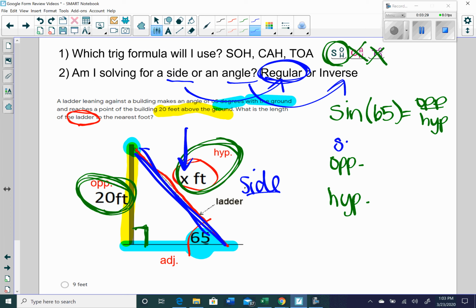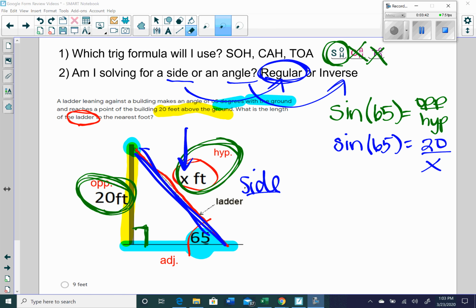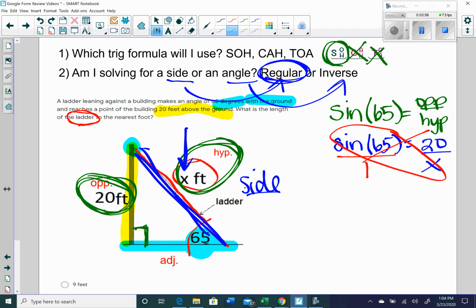So now we have our trig identity we're using, our input angle, and we need to plug in our opposite, which is 20, over our hypotenuse, which is x. I just wanted to make a little bit of room for solving, so I erased my labeling. And now I have room to put sine of 65 over 1 so that I can create cross products. 1 times 20 is 20, and x times sine of 65 is going to be x sine of 65.